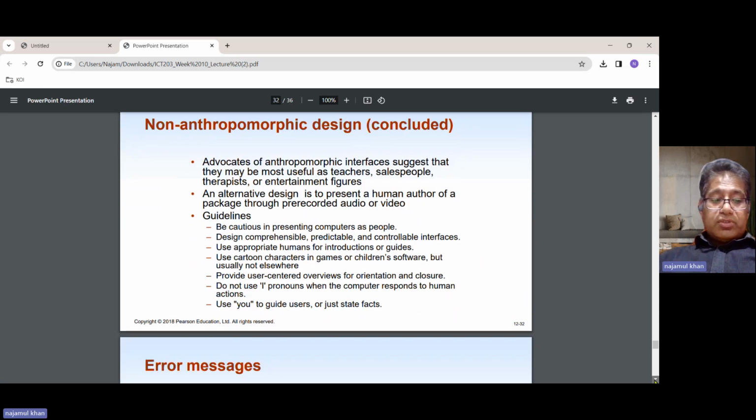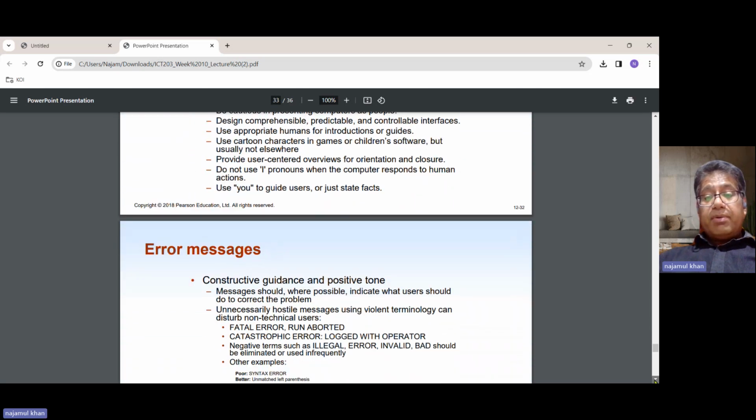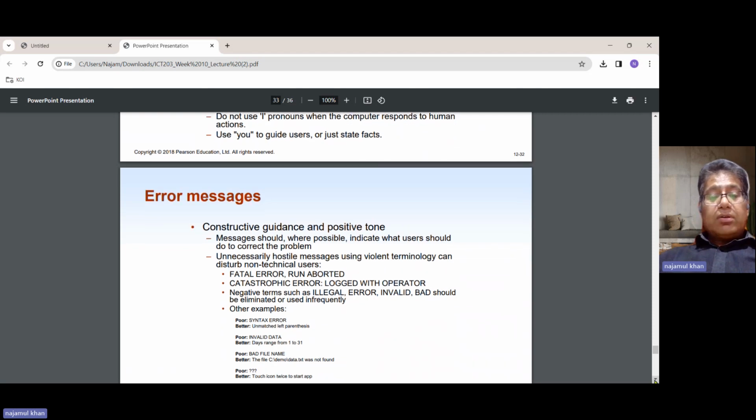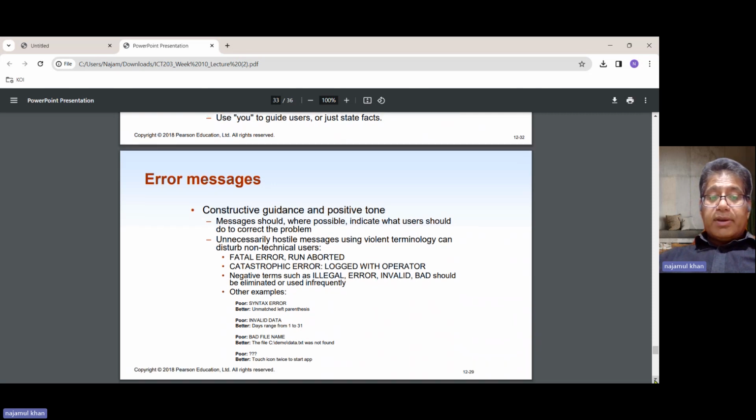Okay, guys, almost there. Error messages, guys. This is an important one, and I would like to see at least one of the screenshots from your assignment that shows an error, and you will write about it. So this is very important. You need to provide constructive, specific guidelines in a positive tone. Messages should, wherever possible, indicate what users should do to correct the problem. This is very important: how to correct the error if you have made one.